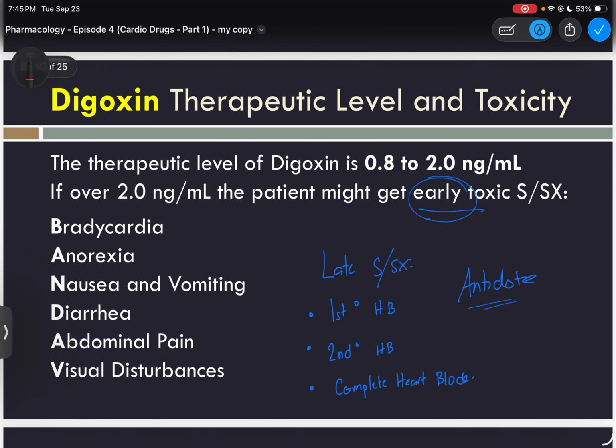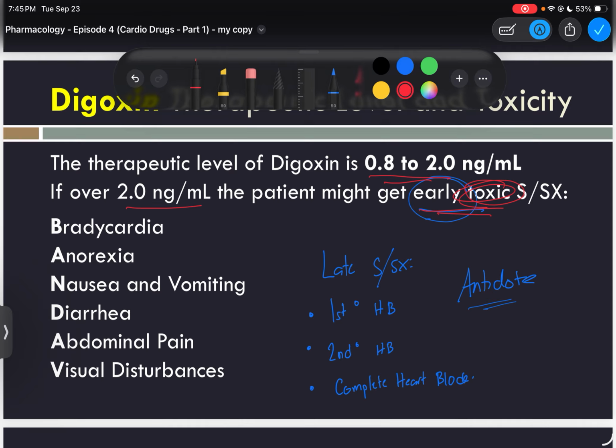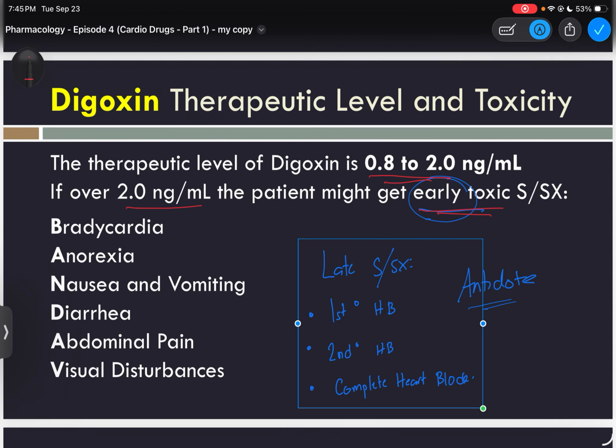Now, digoxin also has a therapeutic level because it has a very narrow therapeutic range of around 0.8 to 2.0 nanograms per ml. If over 2 nanograms per ml gani na, class, then they might get early signs of toxicity. Okay? Early signs of toxicity. Now, this is our BANDAV class, no? BANDAV, B-A-N-D-A-V. No? Our bradycardia, anorexia, nausea and vomiting, diarrhea, abdominal pain, and visual disturbances.